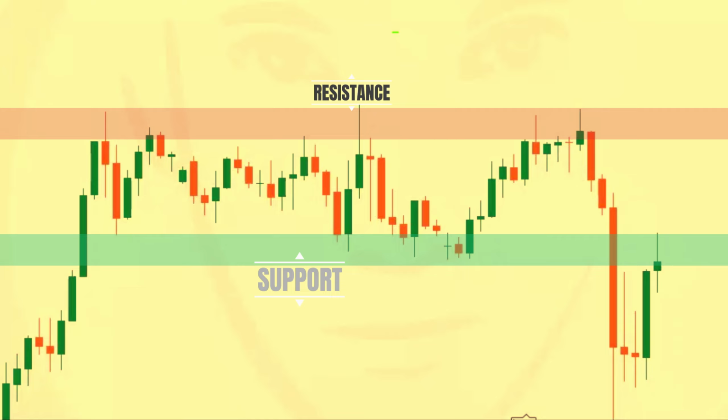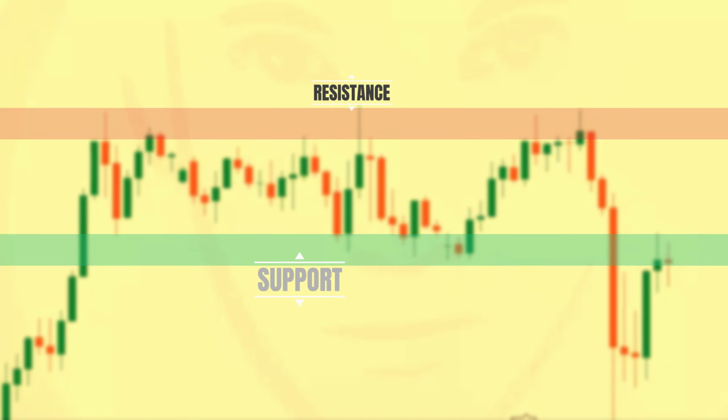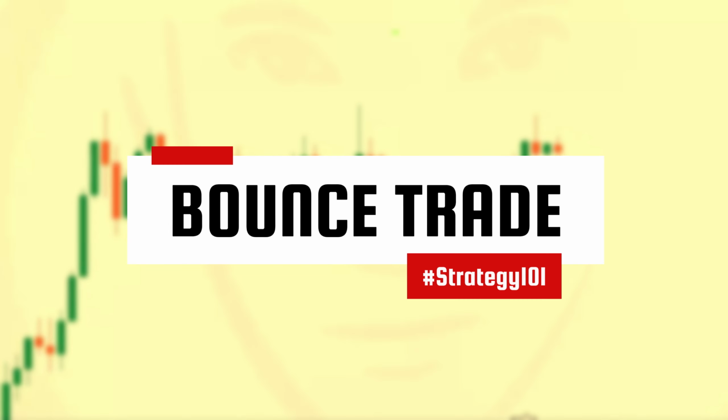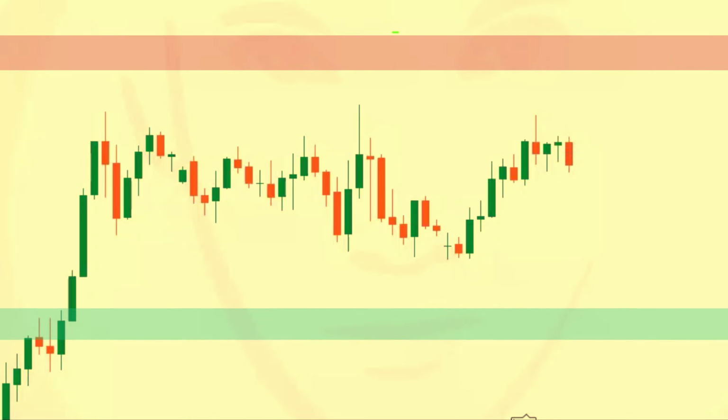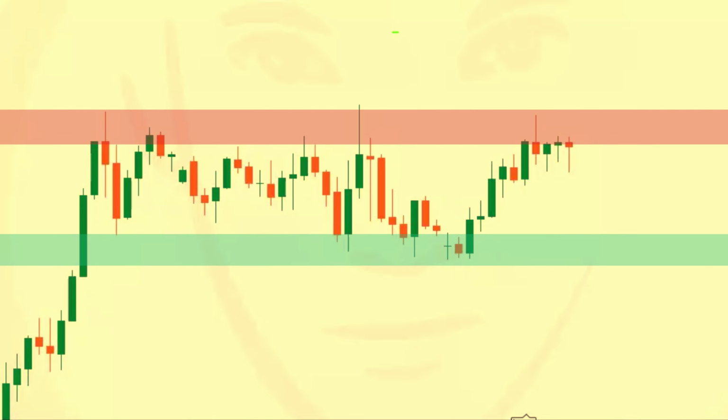Knowing the levels is one thing, trading them is another. Let's discuss 3 common approaches. Remember, this is for education, not financial advice. Strategy 1. The bounce trade. This is the classic. In a range-bound market, you look for price to approach a proven support or resistance level and show signs of reversing.